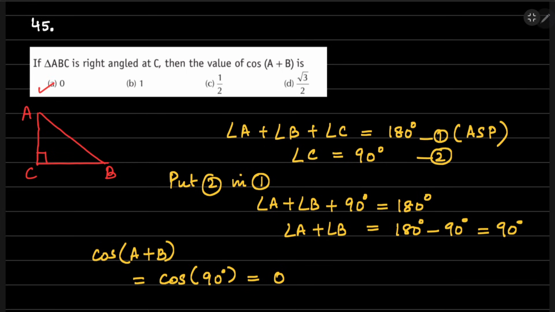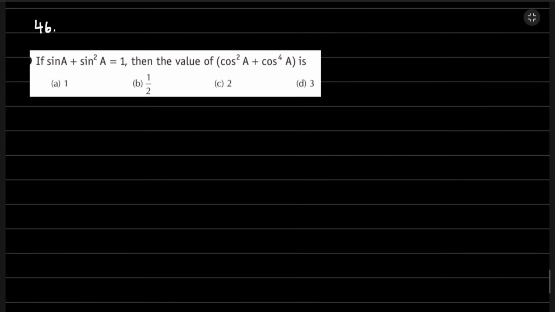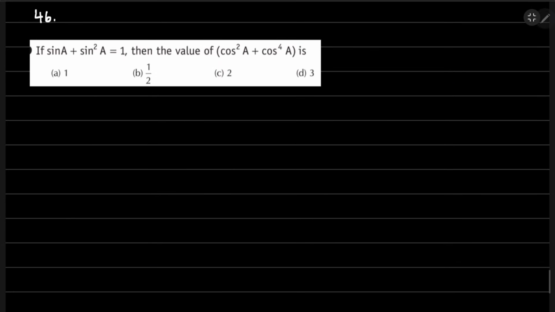Let's move on to the next question. Again, this is something which we already did. Sine A plus sine square A equal to 1. So, sine A will be equal to 1 minus sine square A, which is equal to cos square A. Right? So, sine A is equal to cos square A.